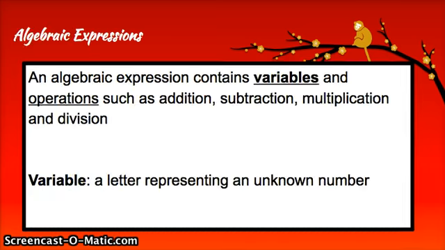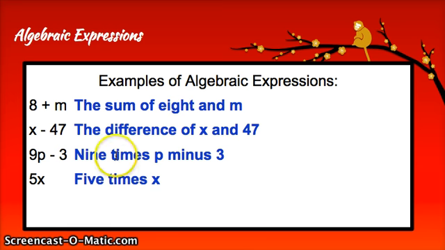On the other hand, an algebraic expression contains variables and operations such as addition, subtraction, multiplication, and division. Now, if you recall, a variable is a letter representing an unknown number. In other words, this is where we start to add the alphabet into math. Anytime we have an unknown, we use a variable to represent that unknown. So here are some examples of algebraic expressions.